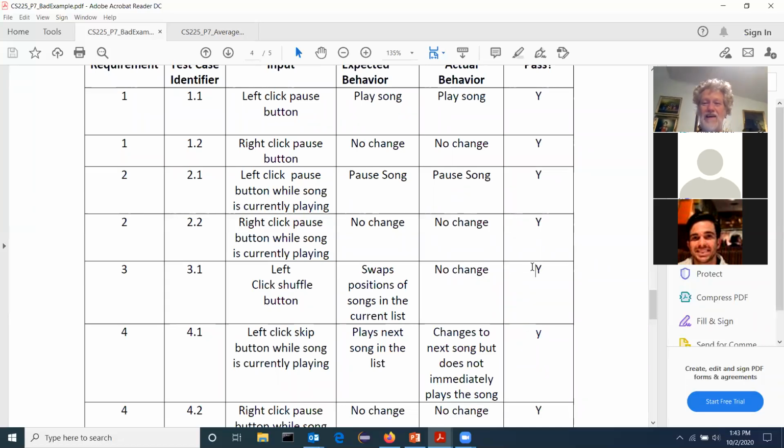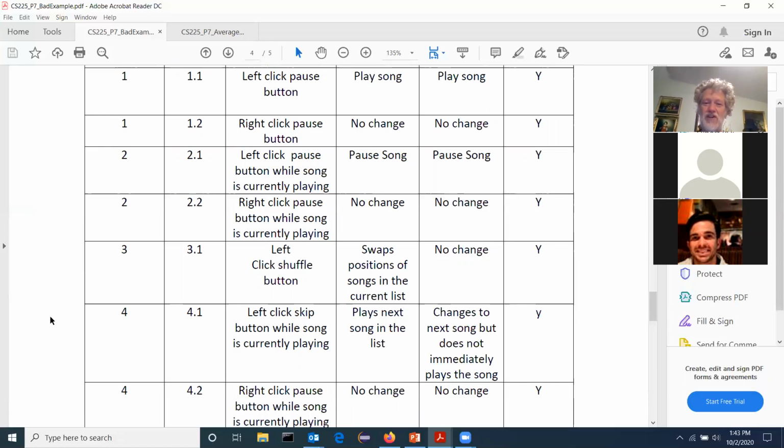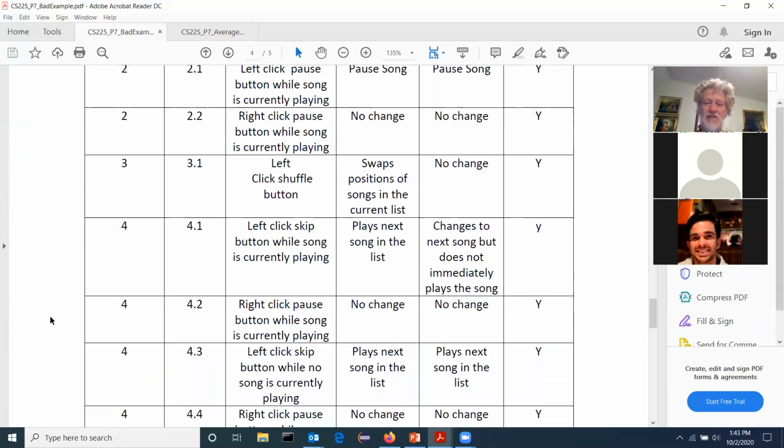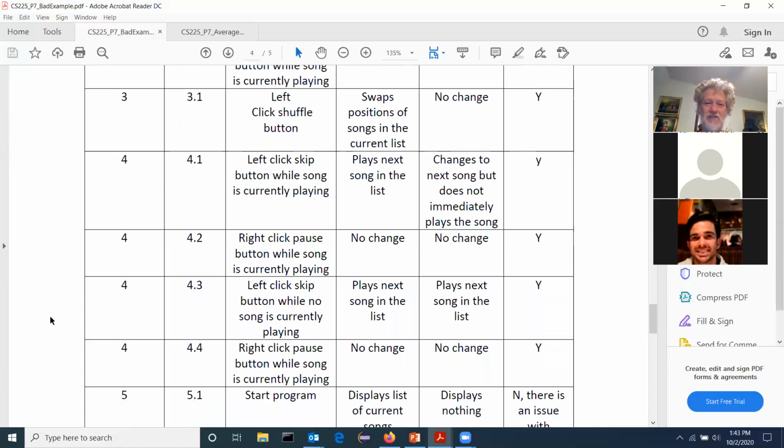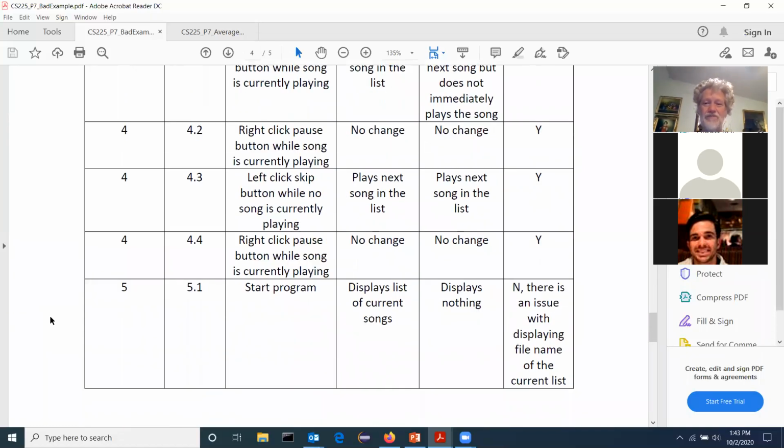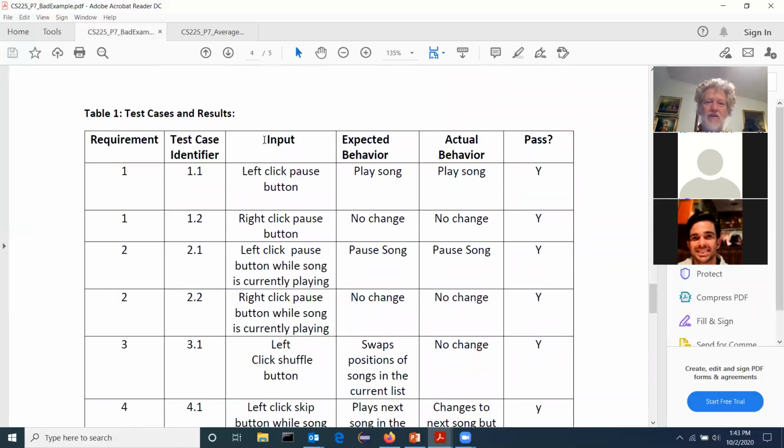By the way, for some reason, I think that didn't pass. Swap positions of songs in the list, no change. Yep, passed. Okay. I guess technically it passed because no change is technically a change, right? If the empty set is a set, if the empty string is a string, well, no change is a change. Okay. By the way, if you don't pass a test, that's exactly the right thing to report. No, I did not pass the test. That's exactly the right way to go. You don't just try to claim everything passed.